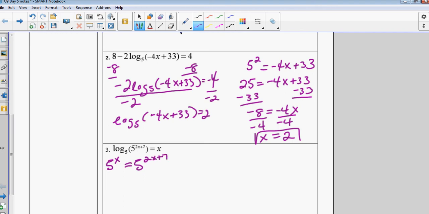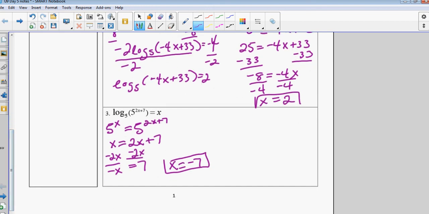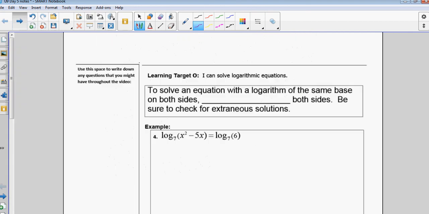And now that your bases are the same, you know that your exponents are the same. So you can just write that x is equal to 2x plus 7, and you can get your x's together. So if negative x equals 7, you can multiply both sides by negative 1 or divide both sides by negative 1, and then you get x is equal to negative 7. Okay, so that was pretty quick. We're going to go on to the next page.